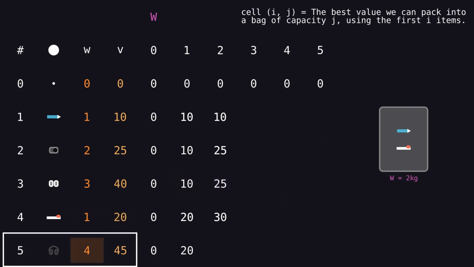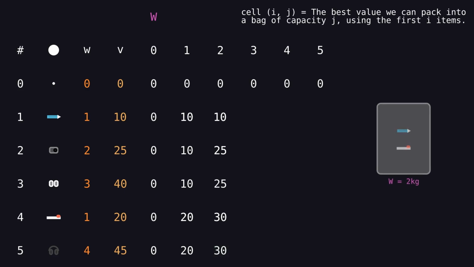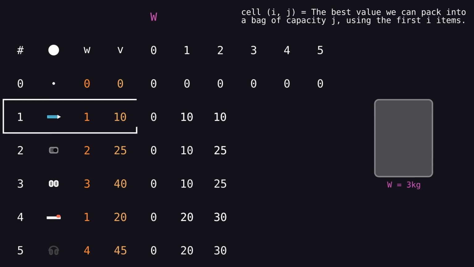Finally, the fifth item is 4 kilos, which is too heavy for the 2 kilo bag, so 30 is the best value overall for a 2 kilo bag. To drive the idea home, let's move up to the 3 kilo bag. Item 1, nothing is packed so far, so of course we take it. The best value so far is 10.